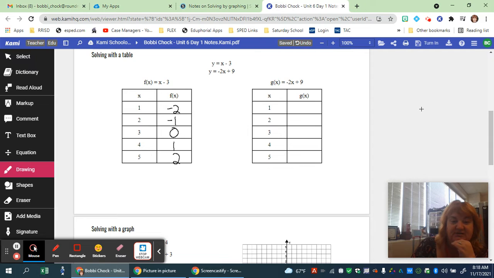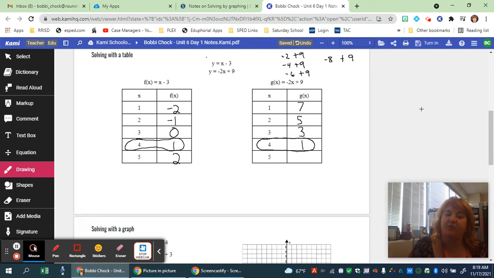All I did was I took this equation and substituted the x in. Now I'm going to substitute the same x's into this one. So 1 times negative 2 is negative 2, plus 9, that'll be 7. 2 times negative 2 is negative 4, plus 9, and that would be 5. 3 times negative 2 is negative 6, plus 9, and that would be 3. 4 times negative 2 is negative 8, plus 9, and that would equal 1. I don't have to go any further because I see my solution. (4, 1) works for both of them. So my solution is (4, 1).